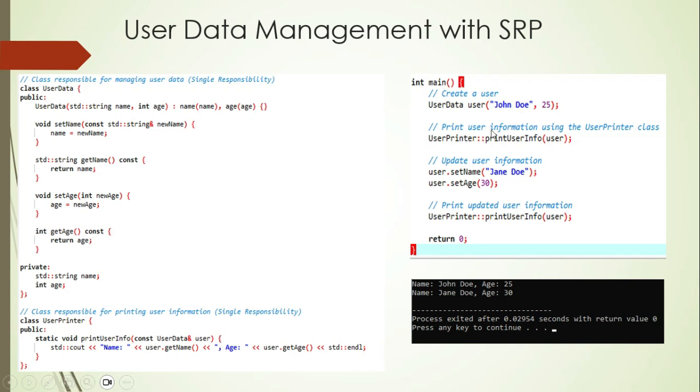So after that, you can see here we have UserPrinter. UserPrinter is the class name, and we can see here this is the printUserInfo method. We don't need to create an object of this class because it is static, so we just refer to it, and we have mentioned here the user object.